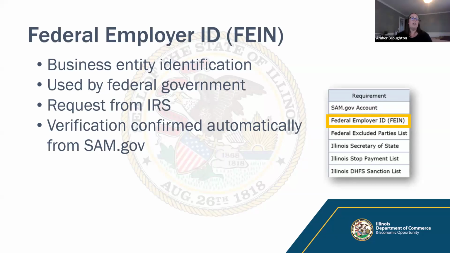Next up is a federal employer ID number or FEIN. This is used to identify a business entity. It is provided by the IRS free of charge if your company or your organization doesn't already have one. Nothing that you need to do with this requirement. Once you get that FEIN number in your portal page, the verification will be confirmed automatically from sam.gov. So nothing that you need to do with this one.